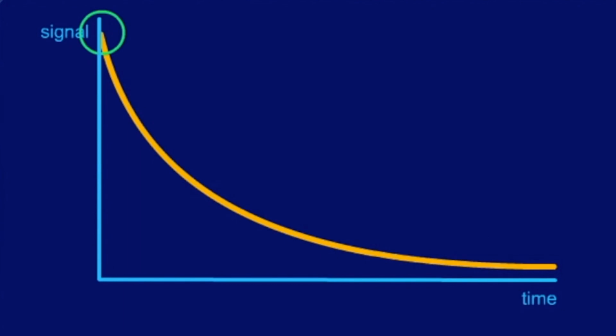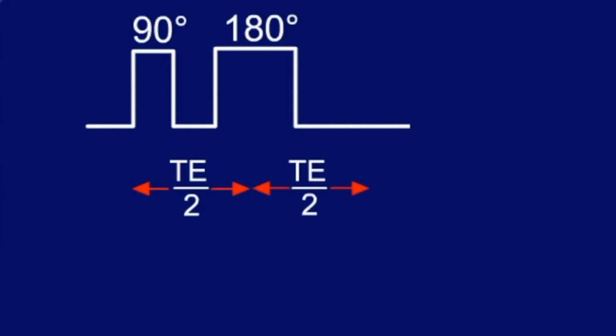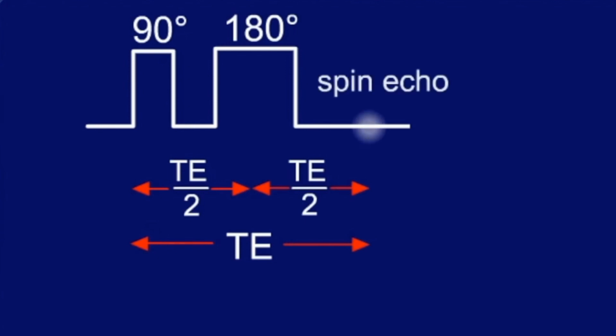The curve starts at 0, which is the time immediately after the 90-degree pulse is switched off. When we wait for a certain time, half of TE, to send in the 180-degree pulse, transversal magnetization will have become smaller. After waiting another half of TE, that is, TE after the 90-degree pulse is switched off, we will receive a signal, the spin echo.